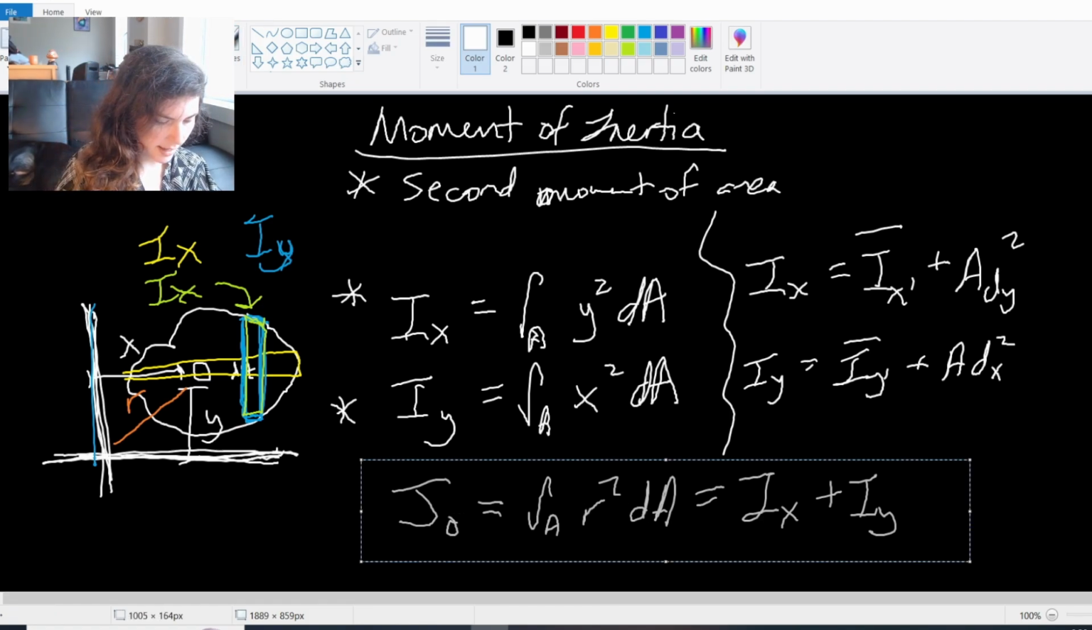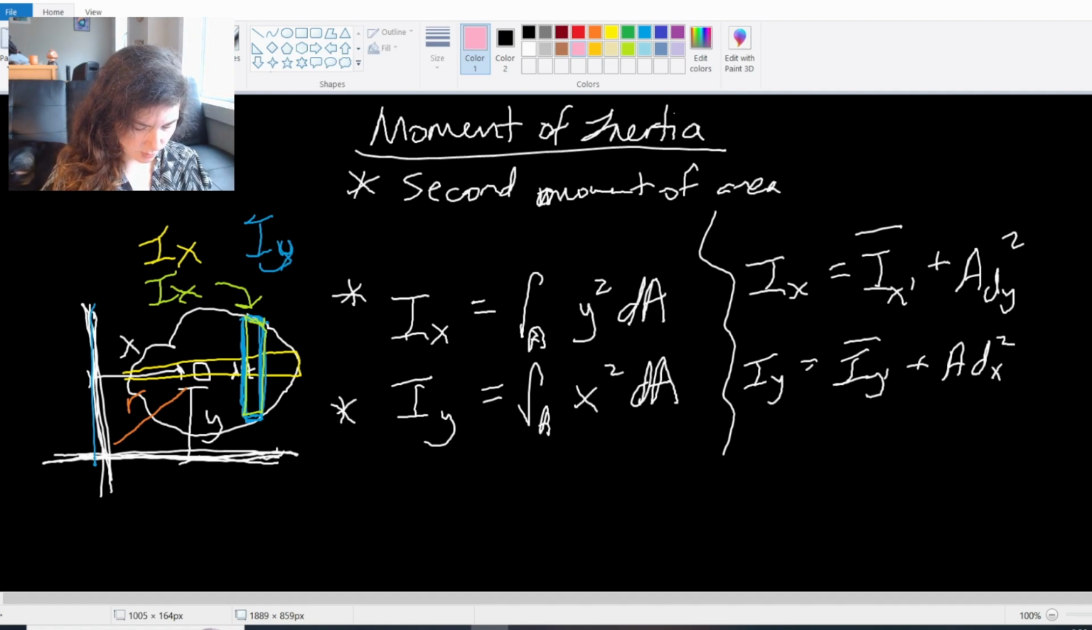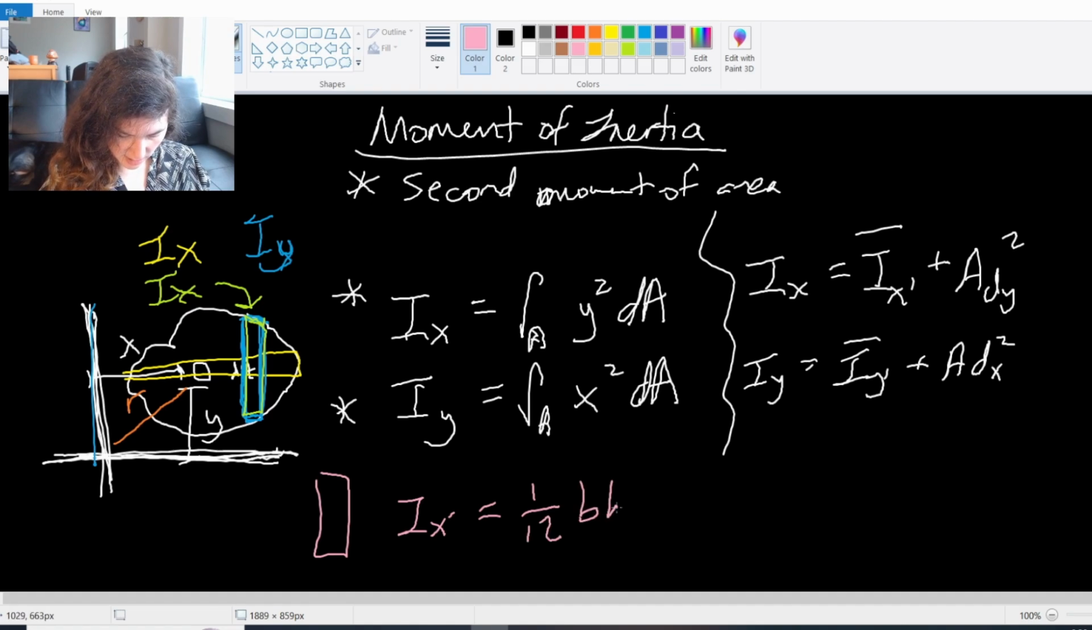Let's break down this parallel axis theorem. What does each of these terms mean? We have a table in our book that gives us some basic centroids of common shapes. For example, a rectangle has a moment of inertia. If we look it up in the table, for, let's say, I sub x, I sub x for a rectangle is going to be 1 over 12 bh cubed.